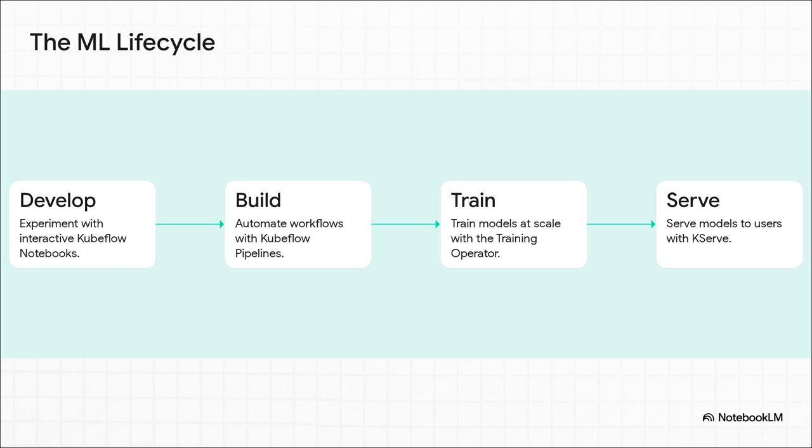Okay, so a typical ML process pretty much follows these 4 stages. First, you've got to develop an experiment, usually in notebooks. Then, you need to automate that into a repeatable pipeline. Next up, you train that model at a massive scale. And finally, you serve it up to your users. Kubeflow has a dedicated tool for every single one of these steps.